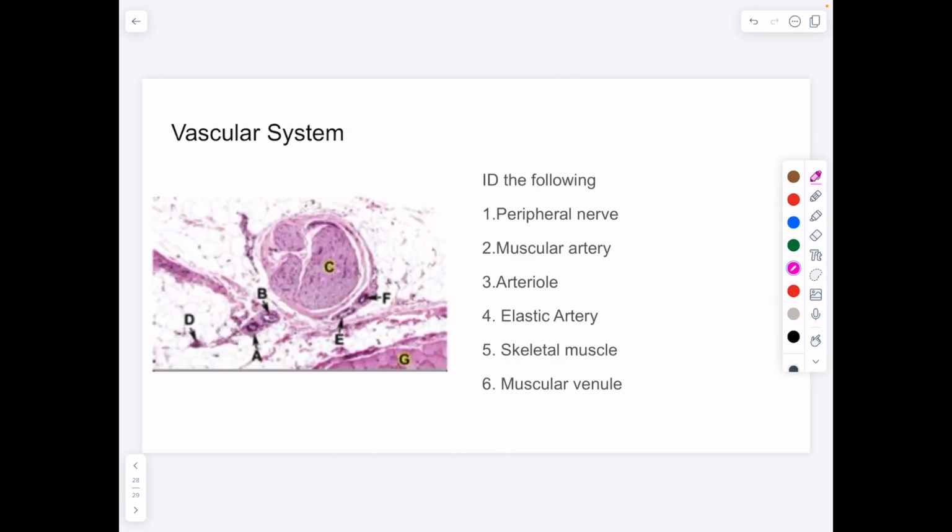All right, vascular system, label the following. Well, so this is nerve tissue. How do we know? It looks kind of foamy. So that's nerve tissue. Ooh, these are going to be very hard because it's very small. Let's see, maybe we can find out what G is. G looks like muscle, so I'm thinking this is G.